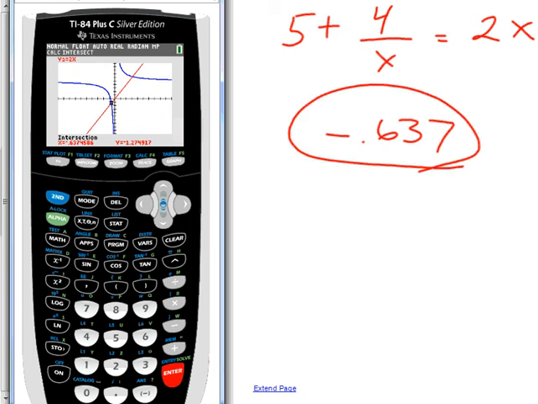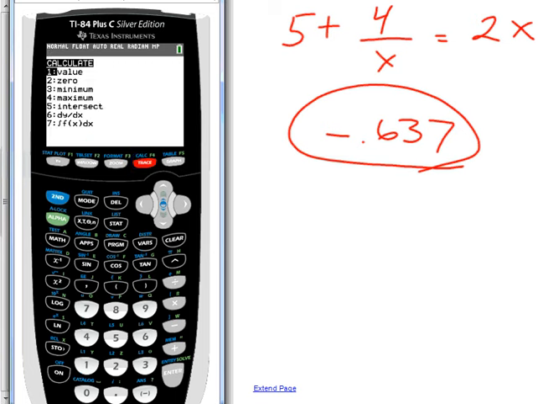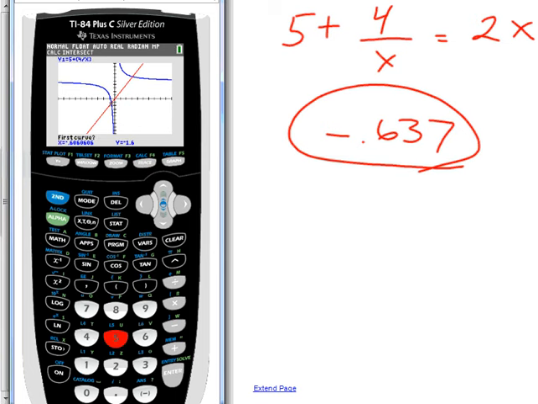Okay, now on the other one. Second, calculate, intersect, and then first curve. I'm going to get closer now to the other one, and I'm like, wait a minute, I can't get over there. How do I get over to that other one? If I hit up arrow, I can get on to the other equation and kind of ride it up there.